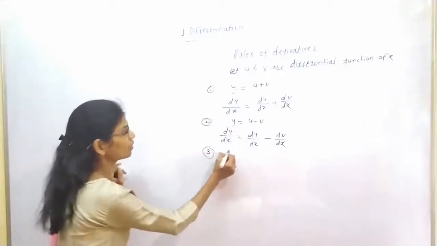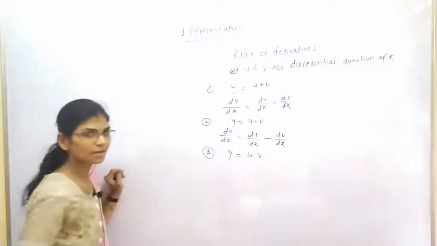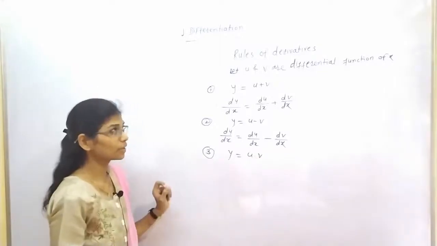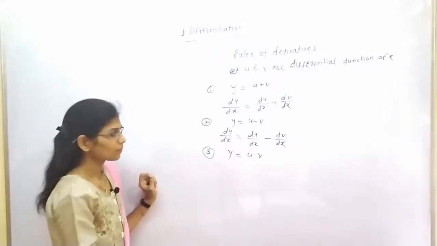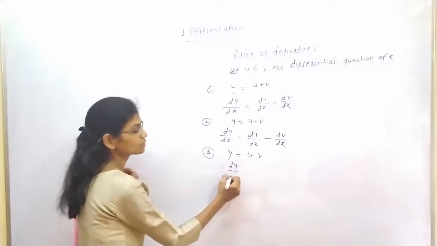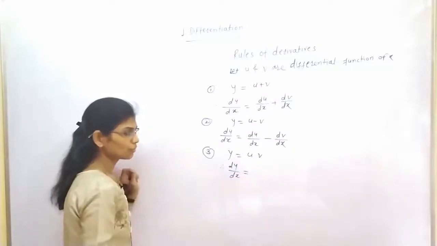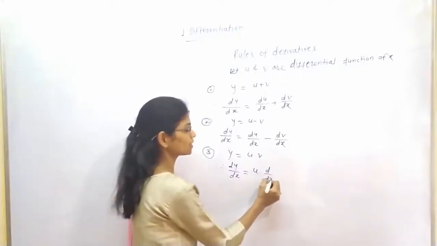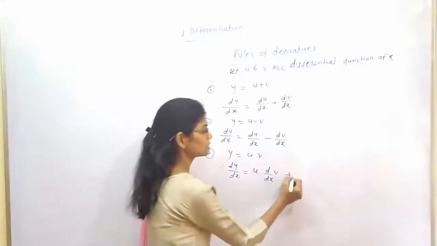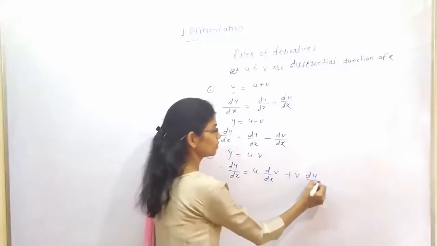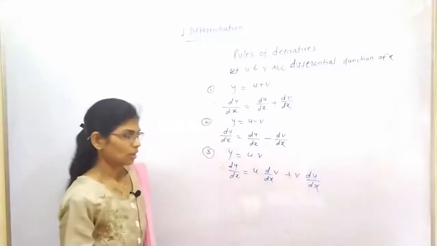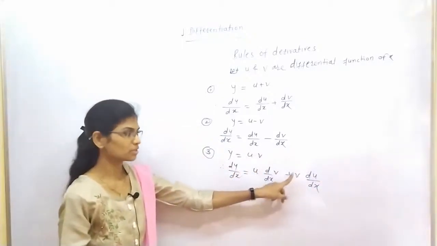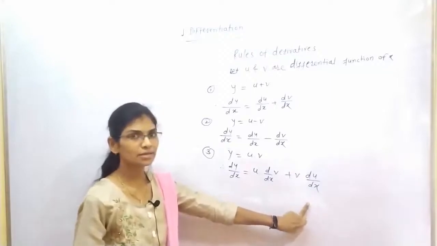Third rule is that y is equal to u into v. As we know that u and v have the same variable x, therefore dy by dx is equal to the first function multiplied by the derivative of the second one plus the second function into the derivative of the first one. dy by dx is equal to u into dv by dx plus v into du by dx.